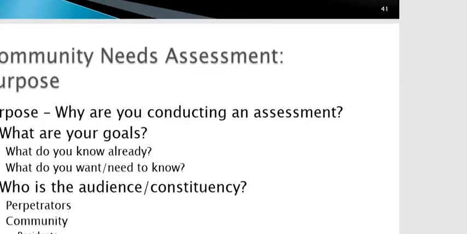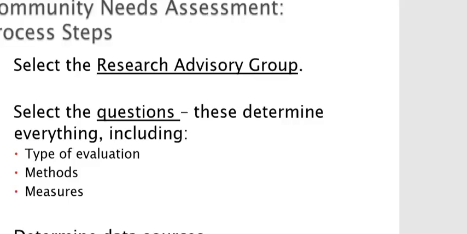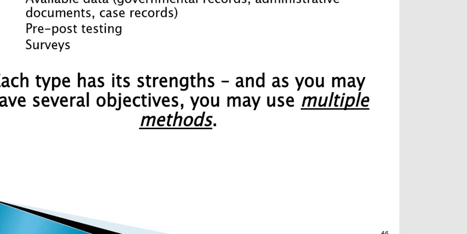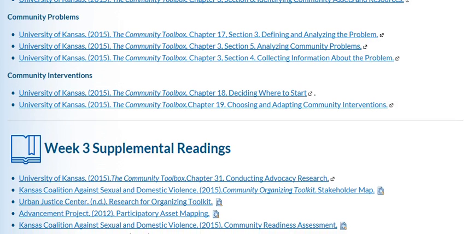And then there's a whole section on community needs assessment. So please take a look at this PowerPoint. It covers all aspects of working in communities, from problems to labeling to assessment, and take a look at each aspect because it will inform your work going forward. Going back to our learning resources, we have a number of supplemental readings also, some of which are from the toolbox.